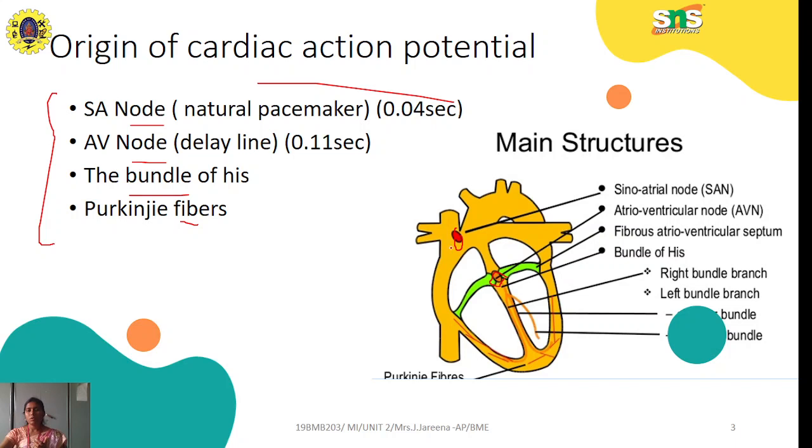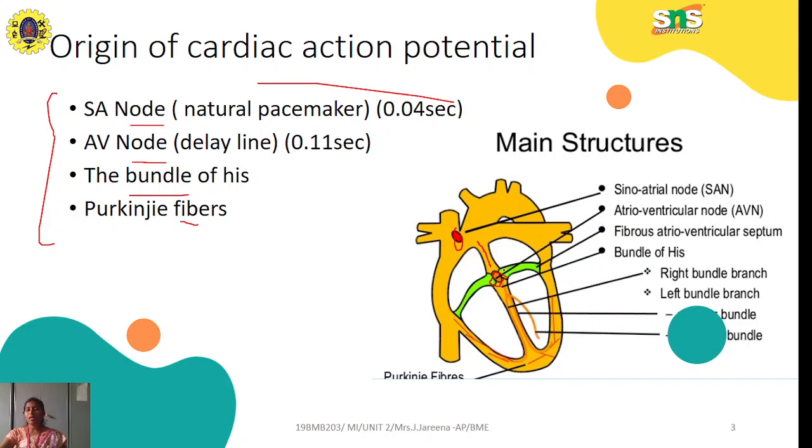Okay, so the conduction starts from the SA node. The SA node receives the impulse from the brain, so that it starts to generate the impulse. The SA node transmits it to both atria, and slowly the atrial muscles start to contract. Then from the atria it goes to the AV node. This also causes a delay, because that is the time needed for the atria to contract and the ventricles to fill with blood.